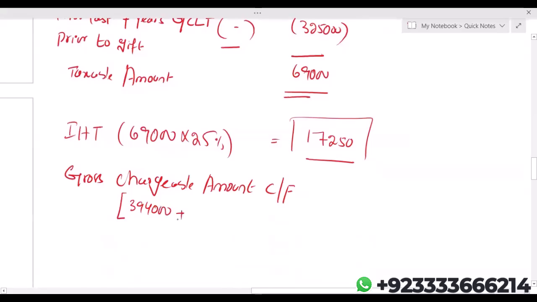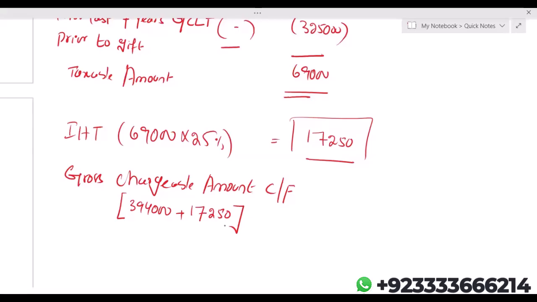Plus, if the donor has paid IHT, then we will add the tax. If the donor pays, then there is no need to add tax. Number one, if the donor pays, it is 20%. Second, in the case of the donor, the gross chargeable amount carried forward would have been 394 only. But when the donor pays, you have to add the tax as well.